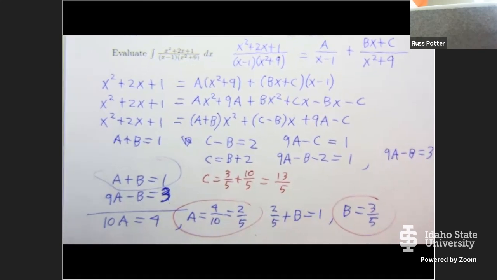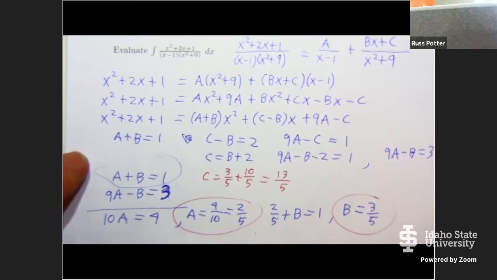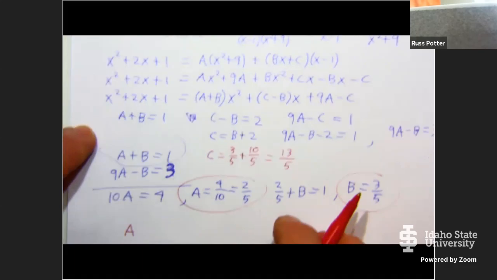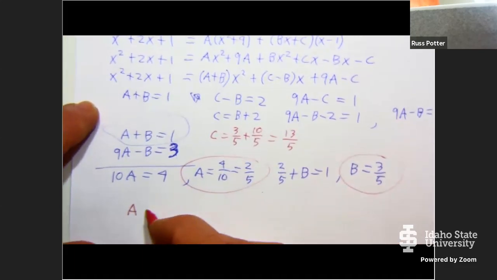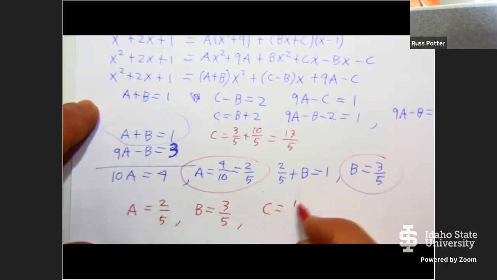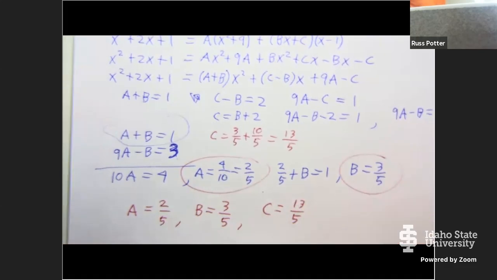Okay, I'll bring out another piece of paper here, but let's just summarize. We have a equals 2/5, b equals 3/5, c is equal to 13/5. Okay, so I'm going to rewrite the indefinite integral that we're working on.